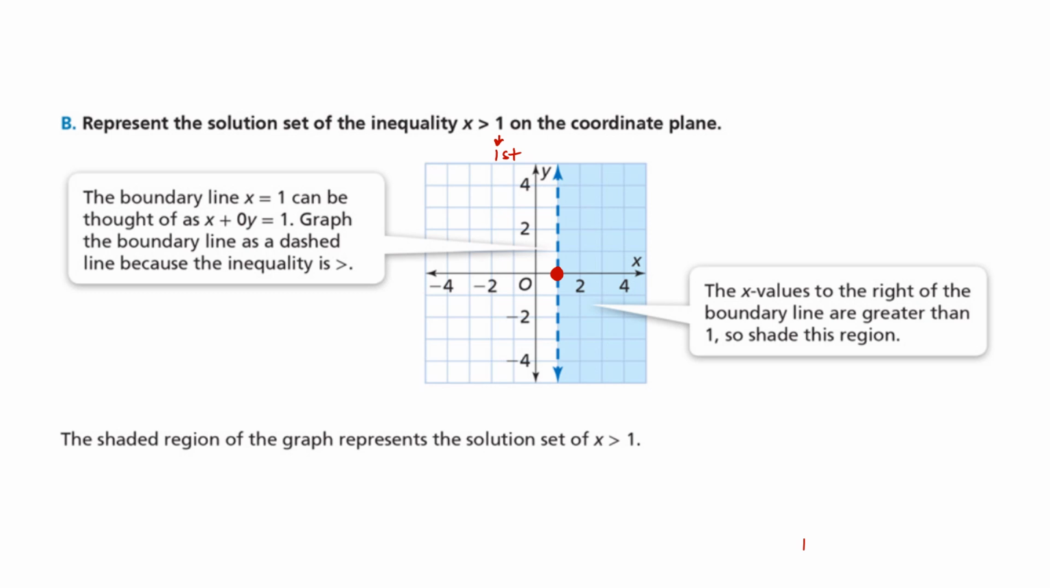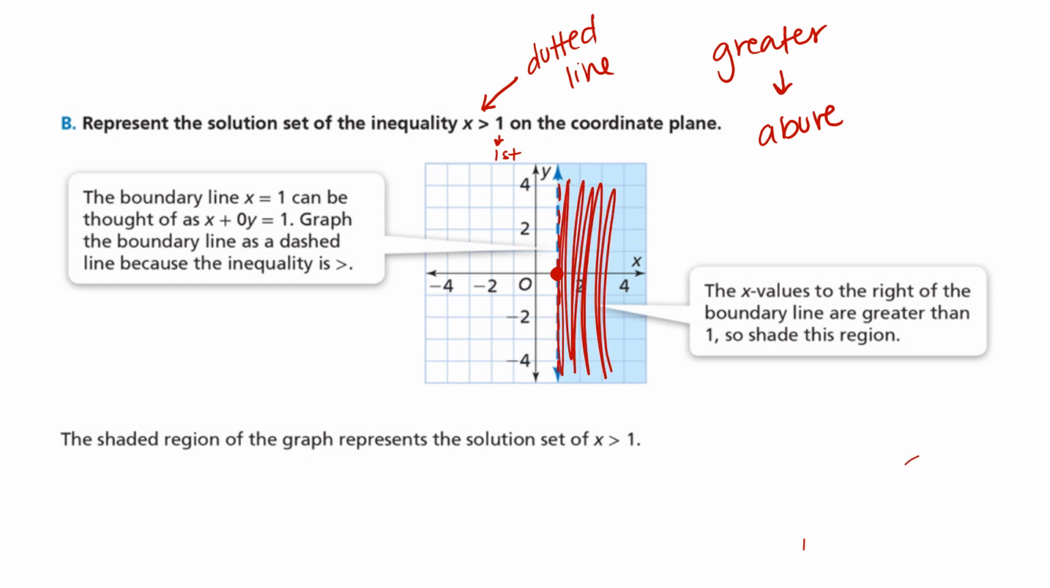Because it is not an equal value, it's just a greater than value, we go ahead and use a dotted line, only going through that number positive 1. Because it is greater than, we want to shade above the line or the positive side. So we're shading the positive numbers.